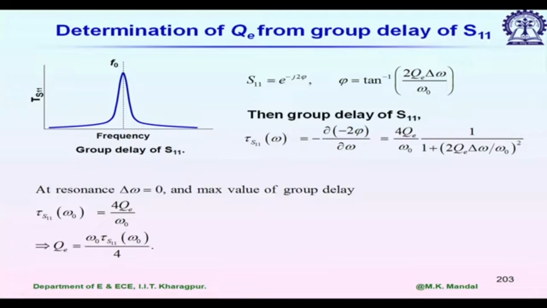So, it is suggested to observe the group delay plot and find out where the delay is maximum, that will give you the resonance frequency. What we are doing here is simply calculating the group delay of S11, del angle of S11 by del omega, and plotting it versus frequency, and it is maximum at the resonance frequency. So, from the maximum point you note down the resonance frequency.